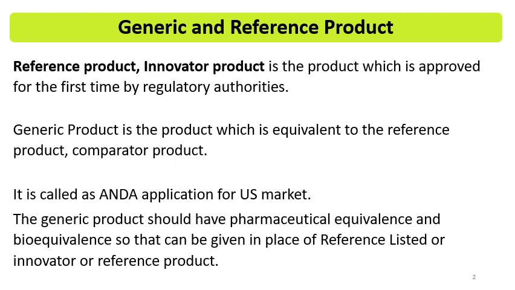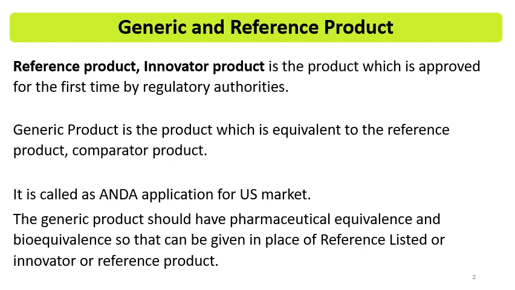That means the generic product serves as a second product for the reference product. If the reference product is not available in the market, the physicians can give the generic product in place of the reference product, or they can do interchanging for the reference product, and that is because the generic product is pharmaceutically equivalent and it is therapeutically equivalent to the reference product. So this is the generalized understanding about the generic product and the reference product.